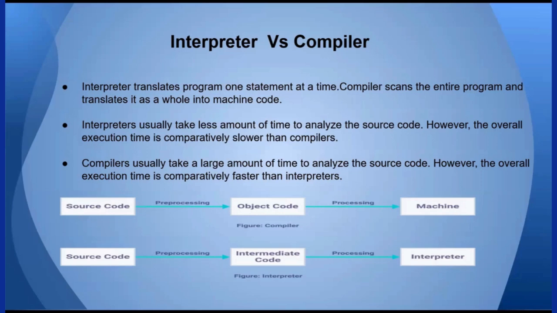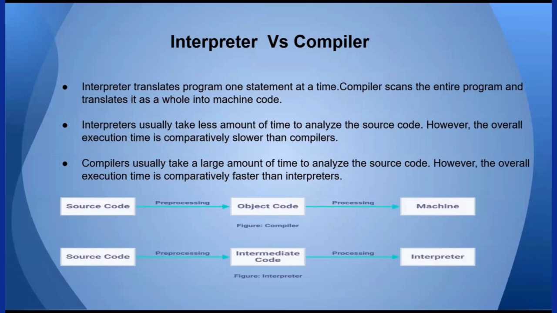Okay. An interpreter usually takes less time to analyze the source code, obviously, because it has to analyze one line at a time. But the overall execution time is comparatively slower than a compiler. So you can say that this is one of the disadvantages, because everyone says we always see the advantages of Python, but it's not real. Everything has some disadvantage.